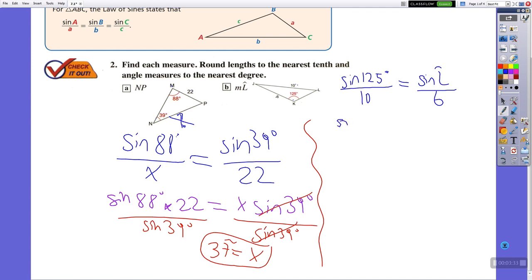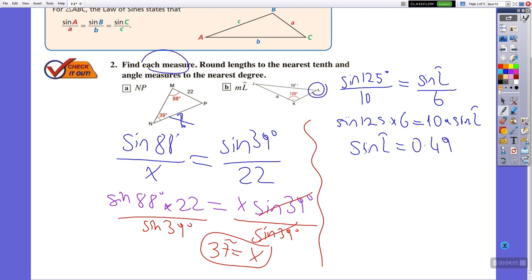Let's solve it. Sine 125 multiplied by 6 is equal to 10 multiplied by sine L. When you calculate it, it's gonna give you sine L equals 0.49. You don't need sine L here. What you need is each measure. The measure here is angle L.